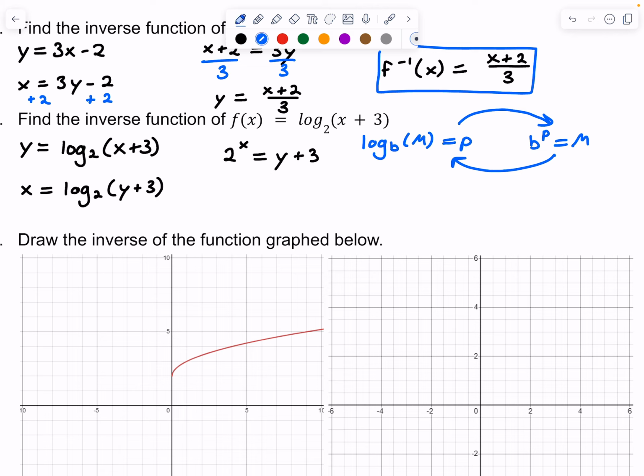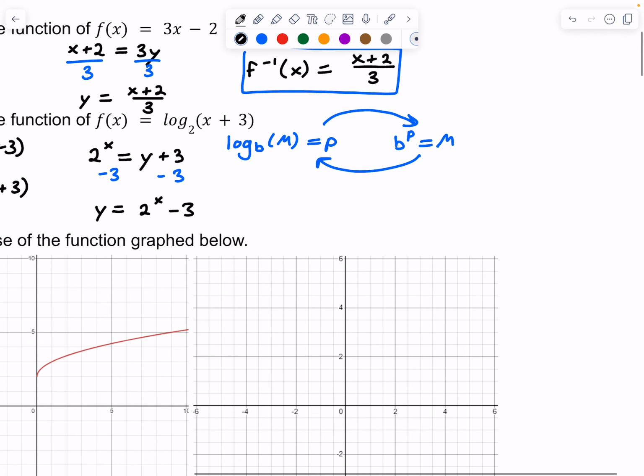Now we're almost there. To get y completely by itself, we're going to have to subtract 3 from both sides. And we end up with y equals 2 to the x minus 3. And again, to make it official, instead of y, we label it as the inverse function equals 2 to the x minus 3. And this will be the final answer for this question.